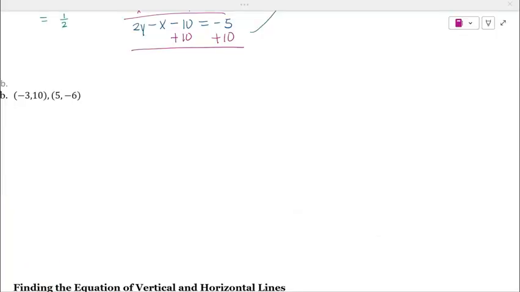Example B, let's start by finding the slope. We'll take negative 6 minus 10, subtracting the y values, and then 5 minus a negative 3, subtracting the x values. So I'm getting negative 16 over 5 plus 3, which is negative 16 over 8, or negative 2.